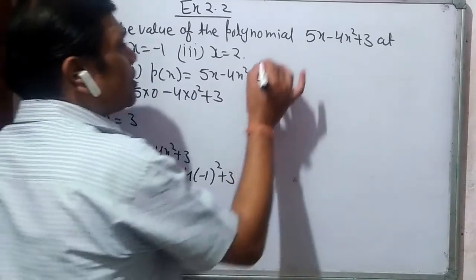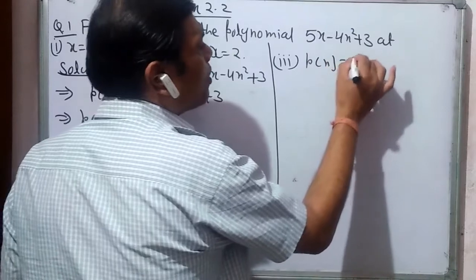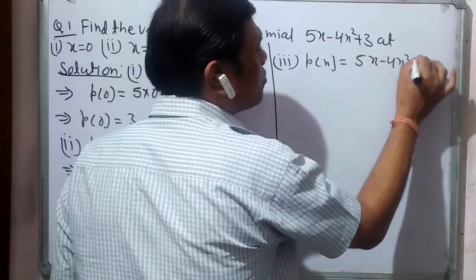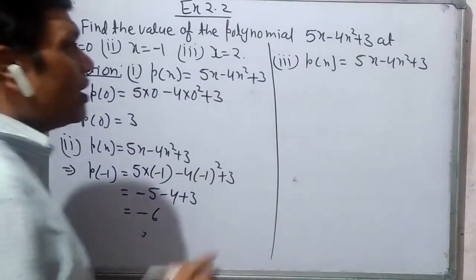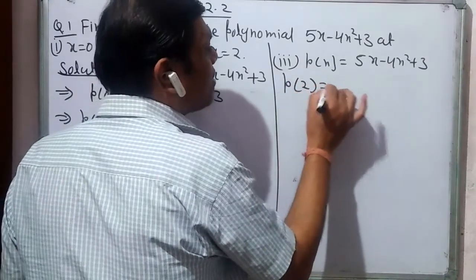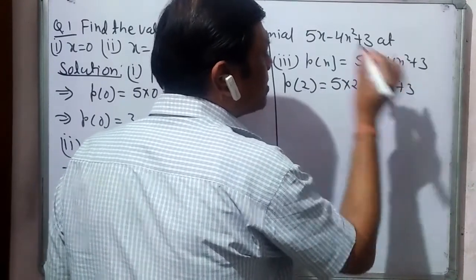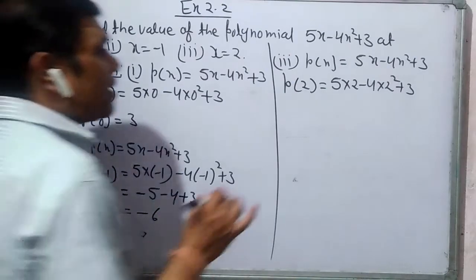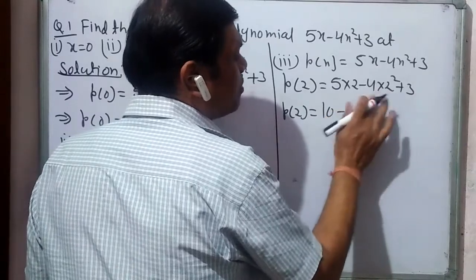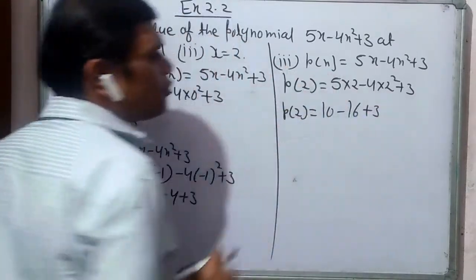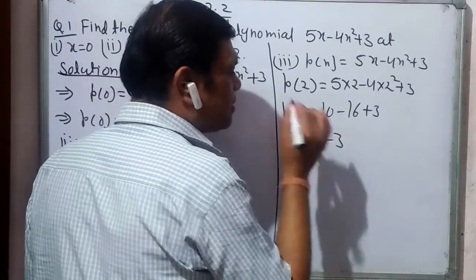Let us find for the third part. We have the same polynomial 5x minus 4x square plus 3. Now what is the value of x? It is 2. That means we have to find polynomial's value at 2. It should be 5 multiplied 2 minus 4 multiplied 2 square plus 3. What shall that give us? That will give us 5 into 2, 10 minus 4 into 4, 16 plus 3. That will give us polynomial's value at 2 as minus 3.